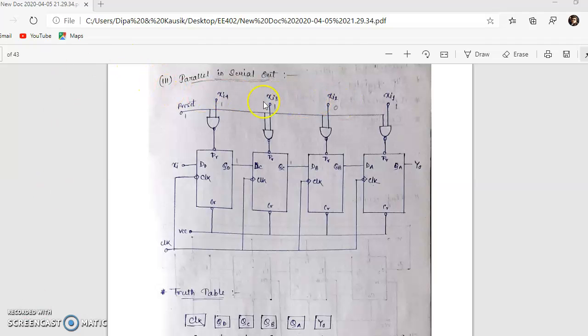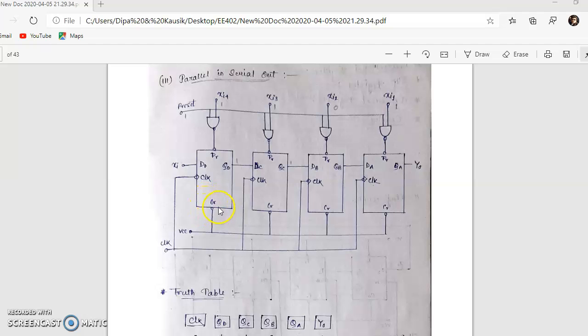This is the whole circuit diagram of the parallel in, serial out shift register. Here we use 4 D flip-flops. These D flip-flops are connected to each other. This Xi is called input. This Y0 is called output. Here we use 4 negative clock pulses, and these 4 negative clock pulses are connected to each other.